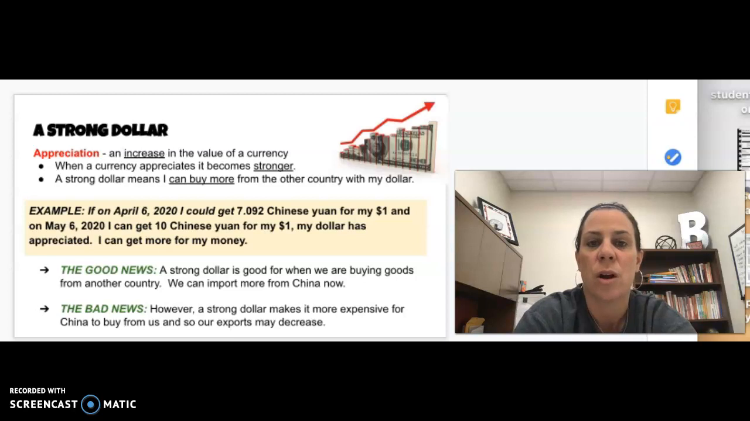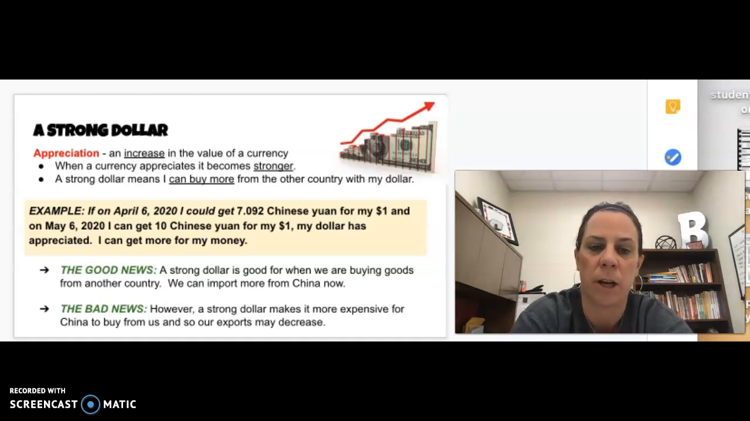When we have a strong dollar, we say that it appreciates in value. That means it increases in value, so I can get more for my money when it appreciates. When a currency appreciates, it becomes stronger. That's why we say we have a strong dollar. And a strong dollar means that I can buy more from the other country with my dollar.